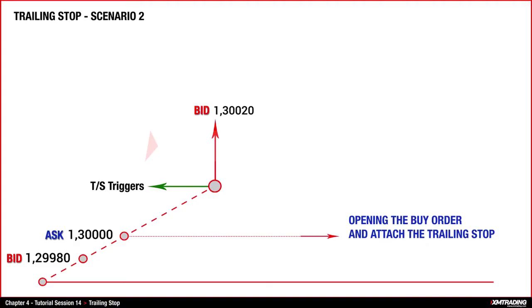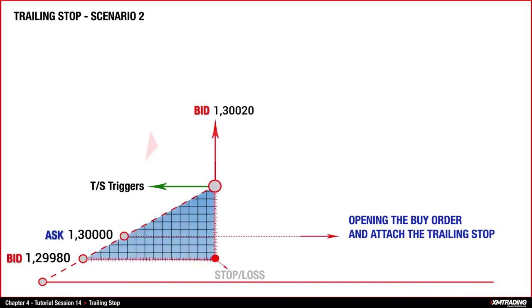In this case, your trailing stop is at the value 1.30020. The difference between 1.29980 and 1.30020 is exactly 40 points. The trailing stop has been set according to the closing price. In other words, the bid price for a buy order. As soon as the bid price reaches the level of 1.30020, the trailing stop is activated.